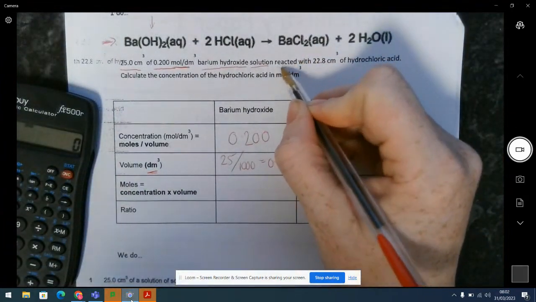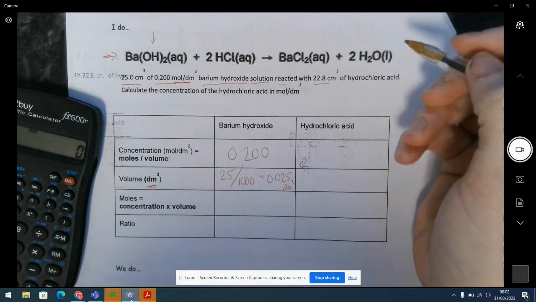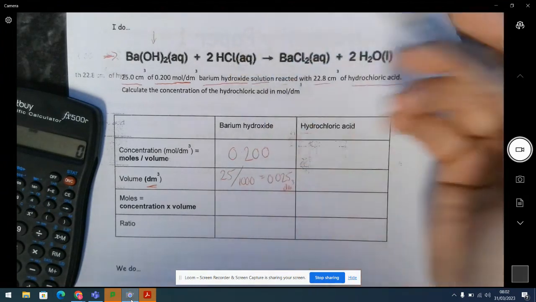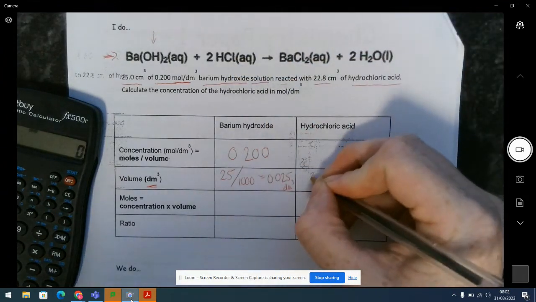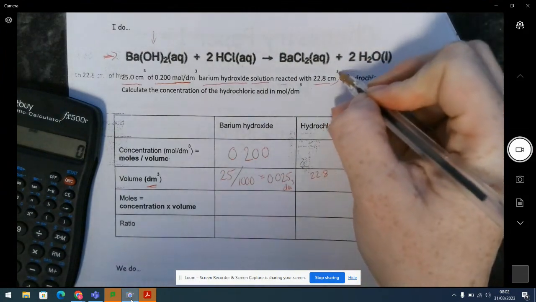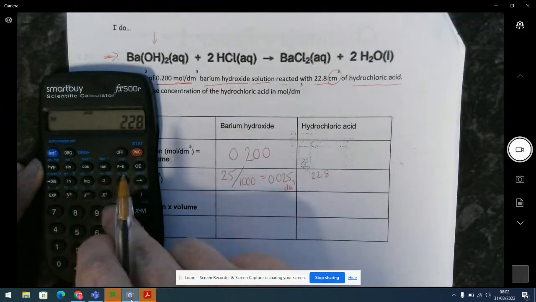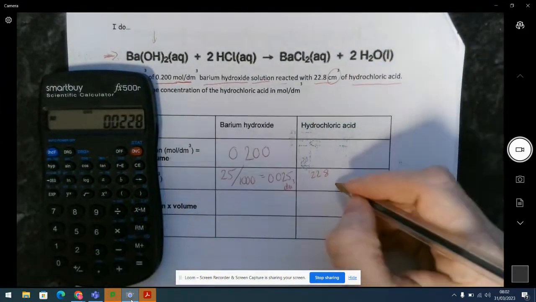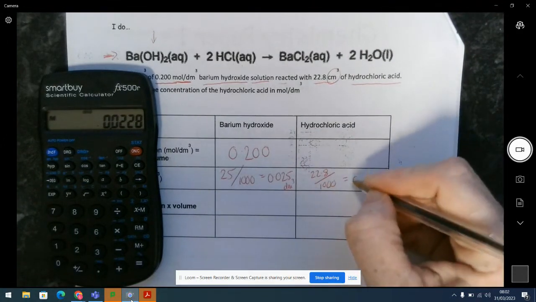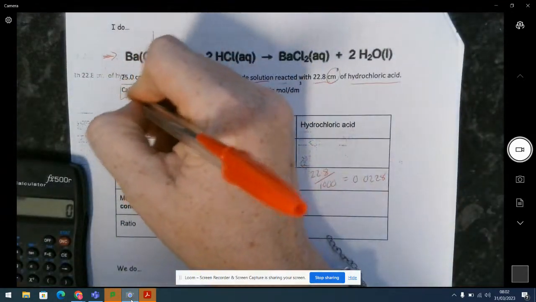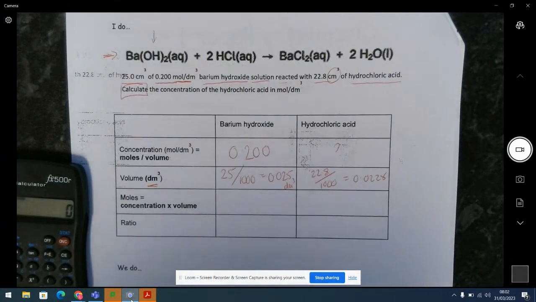I then read the rest of the question. It says it has reacted with 22.8 centimetres cubed of hydrochloric acid. So here's my hydrochloric acid. However, again, it's not in the right units, so I have to divide that by 1,000 to get it into decimetres cubed, which equals the number you can see on the screen. And I've then got my volume, but it's asking me to calculate the concentration. That's the part I don't know, and I have to work out what that actually is.